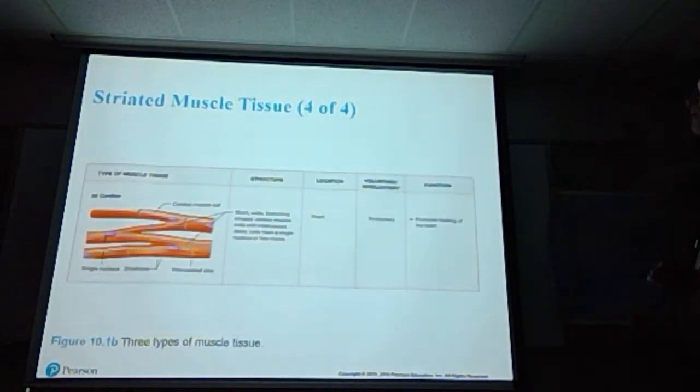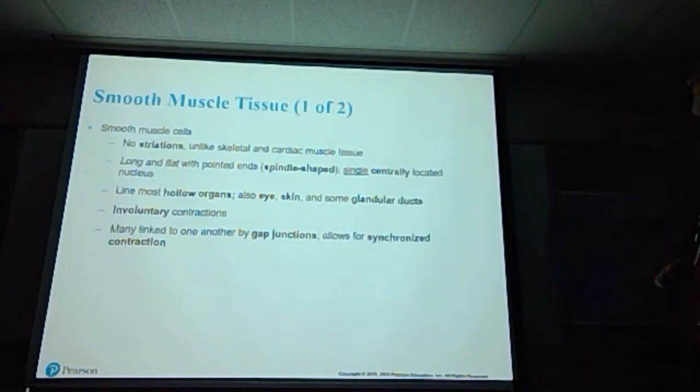And then there's a figure from the textbook. See one nucleus, one nucleus, one nucleus. This is one cell. This is a cell. This is a cell. You see the branching of the cells. Everywhere you see an intercalated disc, that's where the cells are connecting. Found only in the heart for cardiac muscle. It is involuntary and it produces the beating of the heart.